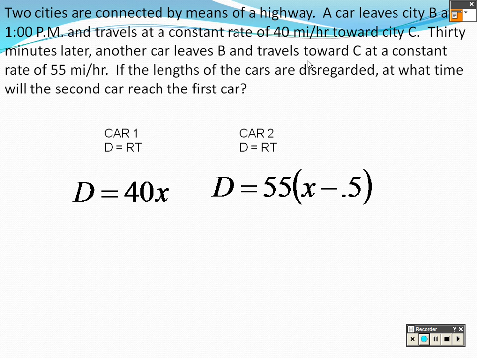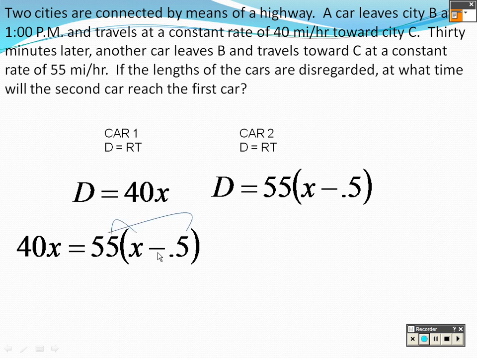It says it started 30 minutes later, right? The reason why I chose a half hour instead of 30 minutes is because we're talking about miles per hour, so I have to make sure all the units are the same. That's why this is 0.5, because I'm taking 0.5 away. The distances are the same, so I set them equal to each other. So 55 times x is 55x. 55 times negative 0.5 is negative 27.5.